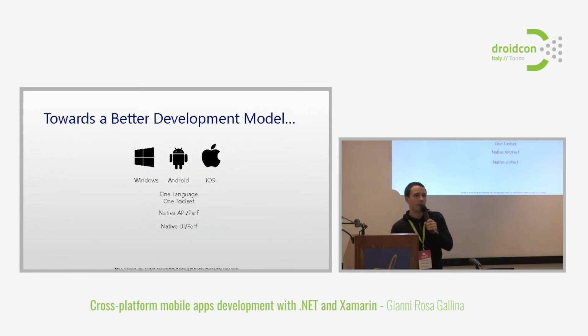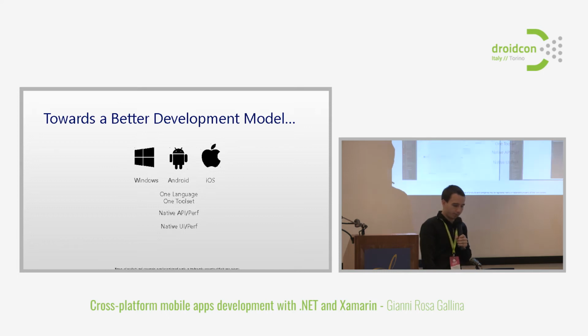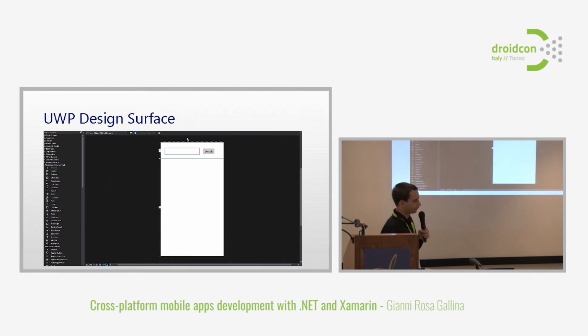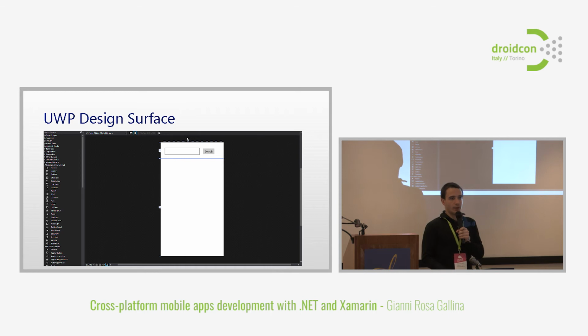The same applies to the UI. In Visual Studio, we have the app designer for iOS and the app designer for Android. So we have all the graphic components here. We can just drag and drop and design our UI, either for iOS or for Android, and of course for Windows. But in this way, we are not sharing the UI. We can share all the application logic, but we have three different UIs with three different styles and components.